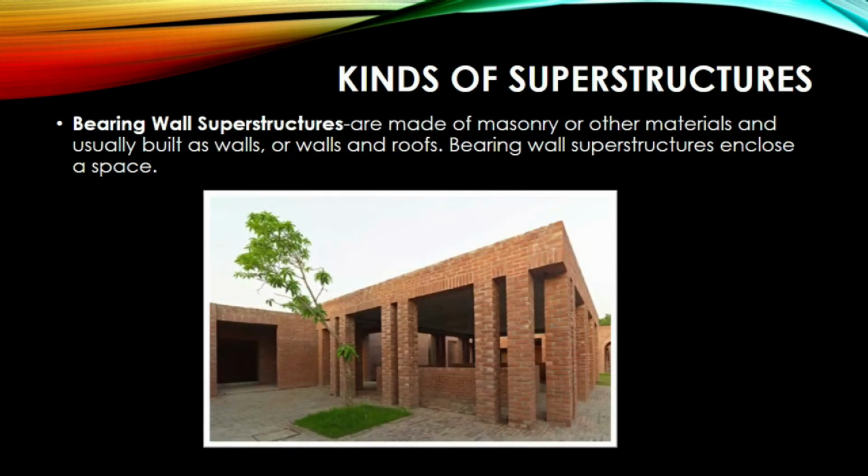The next kind of superstructures are bearing wall superstructures. These are made of masonry or other materials and usually built as walls or walls and roofs. Bearing wall superstructures enclose a space.